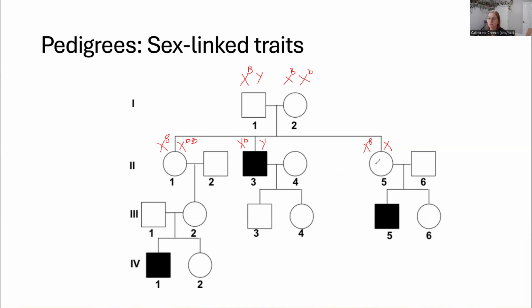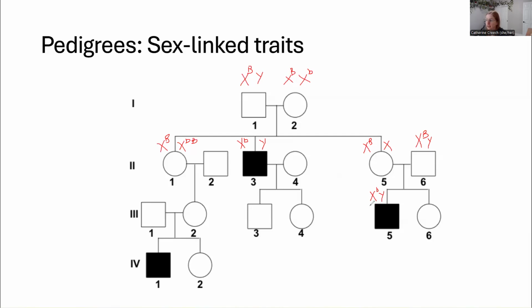So individual in generation 2, individual 5, produced a child that is colorblind and is a male. That Y had to come from dad. So here's dad. But dad himself is not colorblind. So his X chromosome contains the big B.